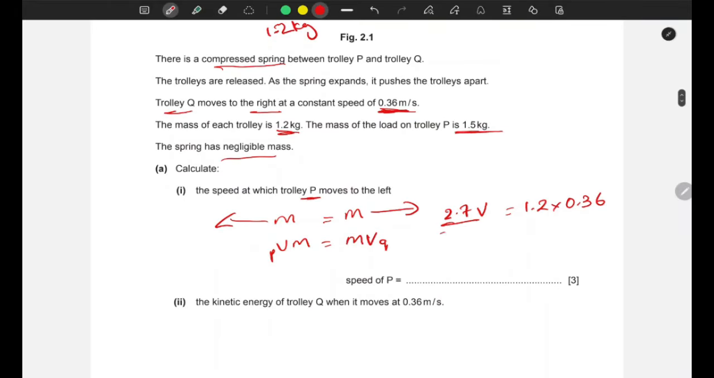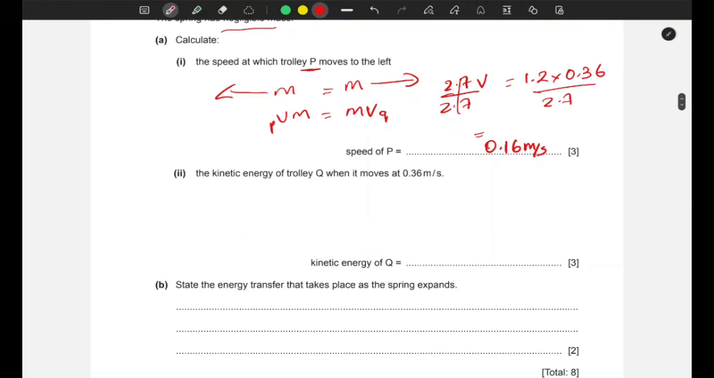So we can divide both sides by 2.7, and when we punch that in the calculator, that would give us 0.16. So the speed is 0.16 meters per second. That's the speed of P.